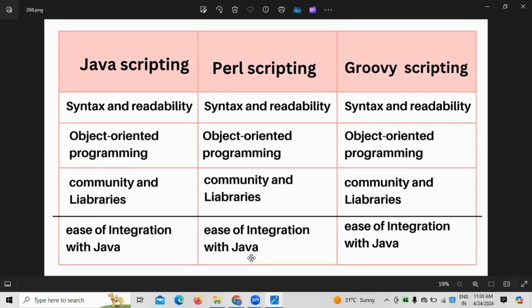Third point is about communities and libraries. When it comes to communities and libraries, there are different Java libraries which you normally use. The Java scripting libraries and Groovy scripting libraries are one and the same.